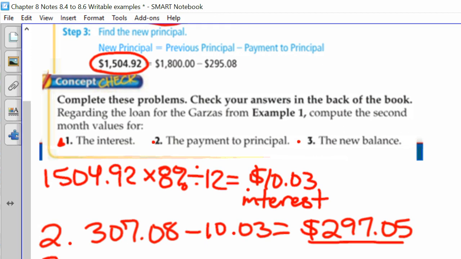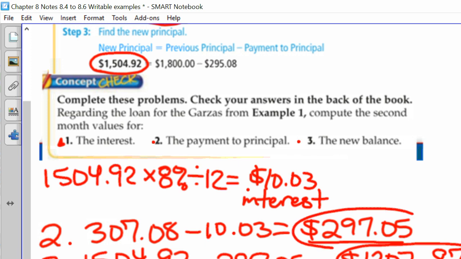So when we go to number three, we take our loan balance, the $1,504.92, and we minus out the $297.05. So I now owe $1,207.87. So each of these three items answers the 1, 2, and 3.